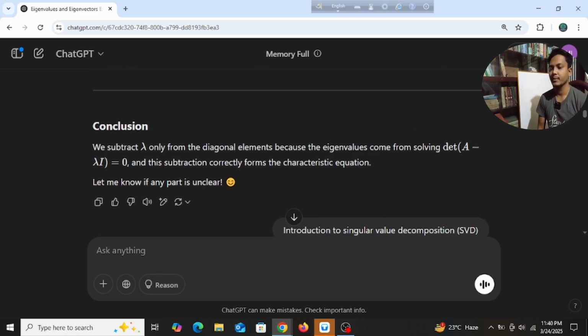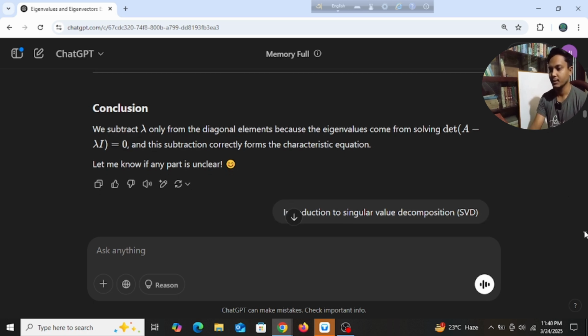So we subtract lambda from the diagonal elements because the eigenvalues come from solving this. Anyway, you can see the same thing here, guys, okay.